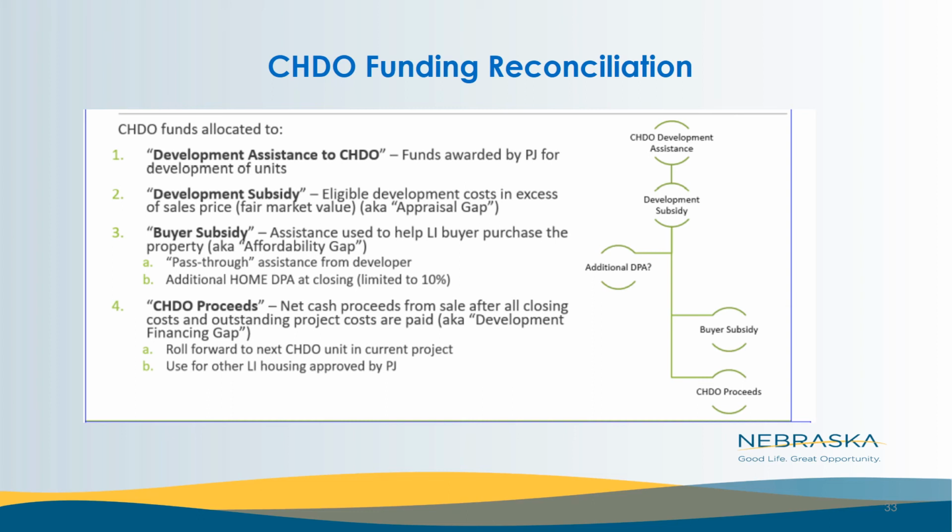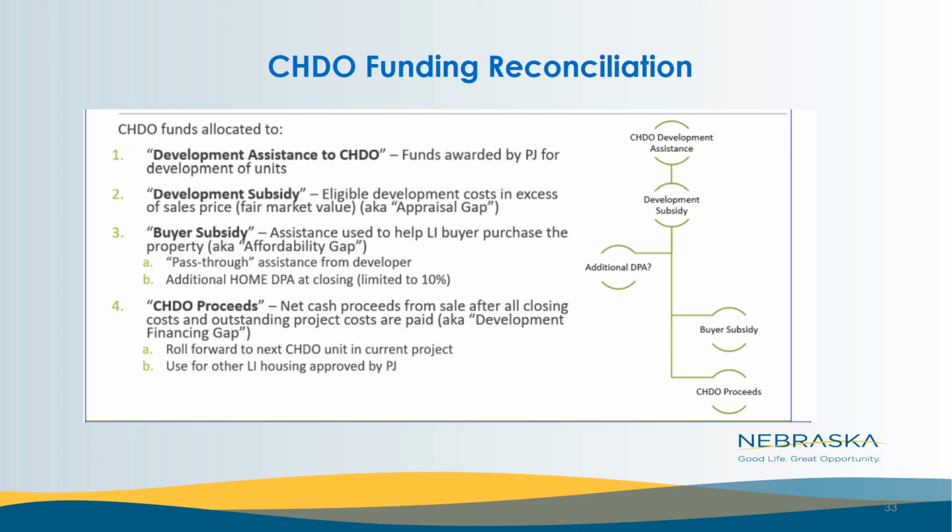The affordability gap, or the buyer subsidy, used to be what we called down payment assistance. That can still be done, but there is a limit on the new money at closing, and that will trigger resale provisions and not recapture. Money is drawn against development costs, and by the sale to the buyer, the funds are already expended.